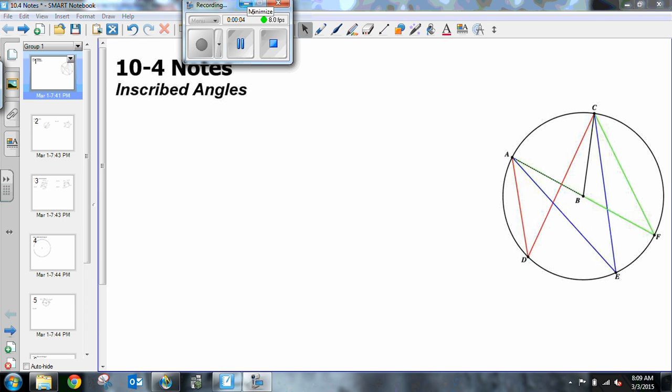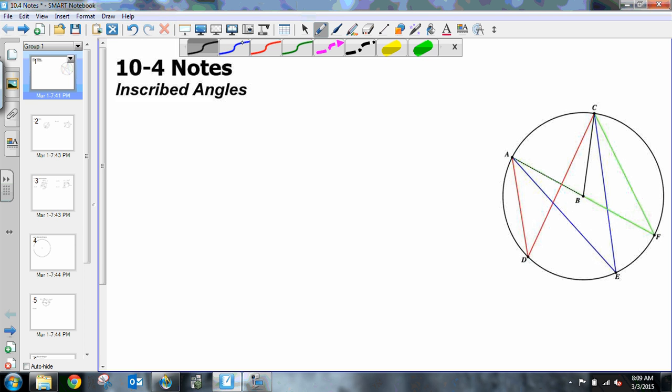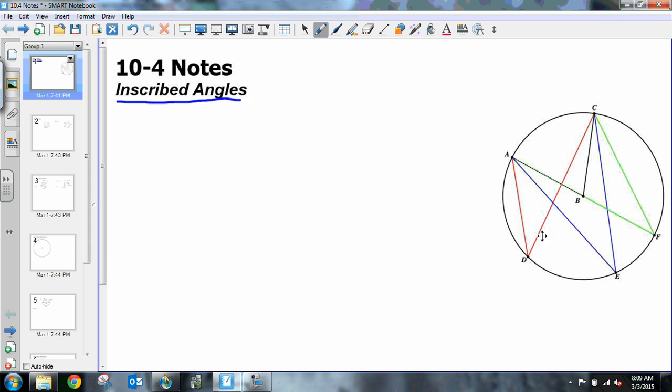Okay, the following is a video over 10.4 notes. 10.4 notes is about something called inscribed angles. And the big thing that I want to show you is that we talked about the arc measure of A to C around the center of the circle, which is point B.